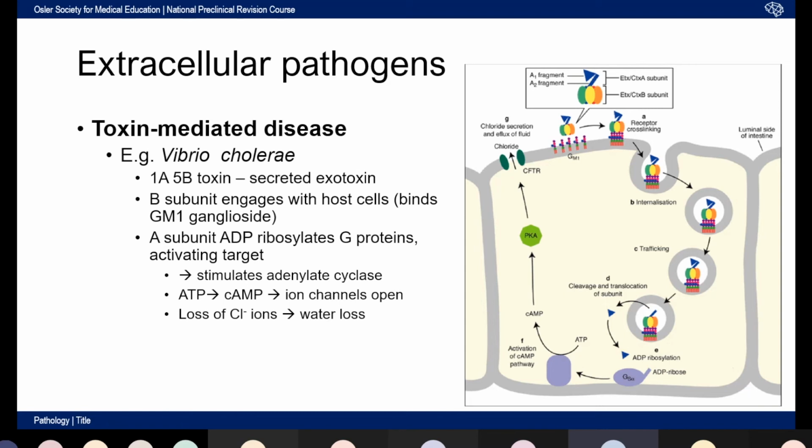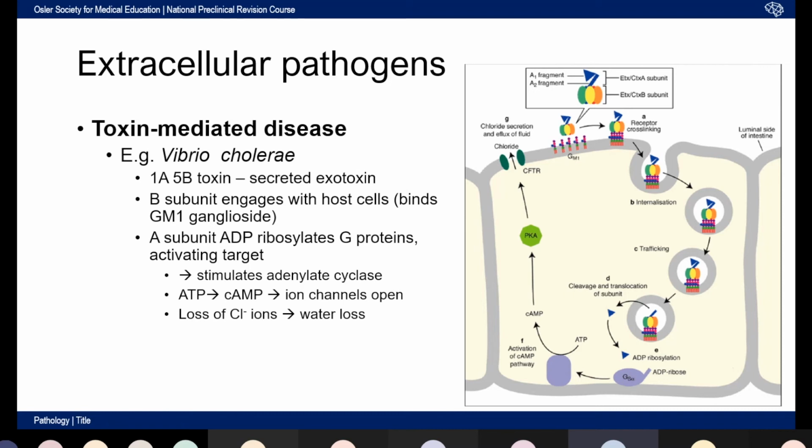So just for examples of toxin-mediated disease, this is cholera. The cholera toxin has a distinct structure. It's a 1A, 5B. It has 5B subunits that are responsible for engaging with the host cell. So these determine the tropismal niche of the cholera bacteria.